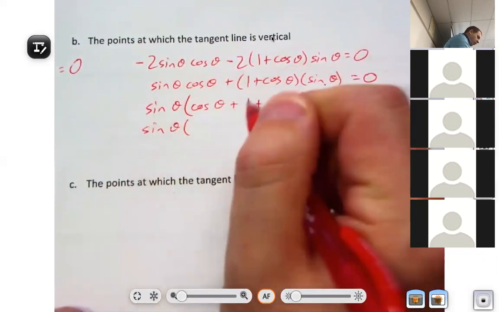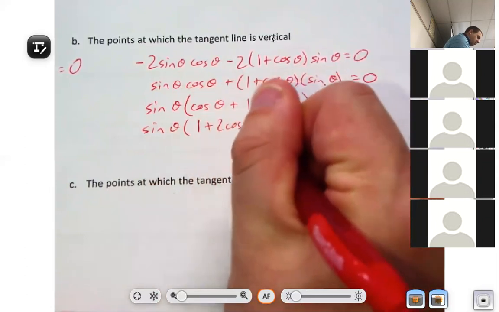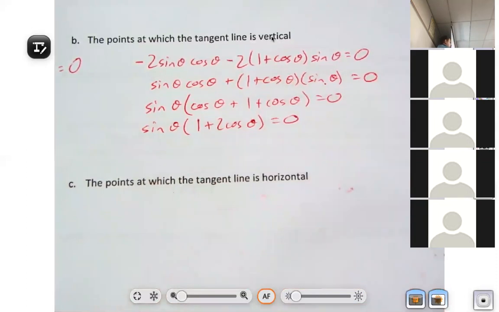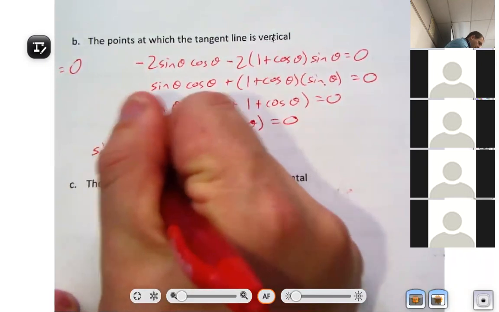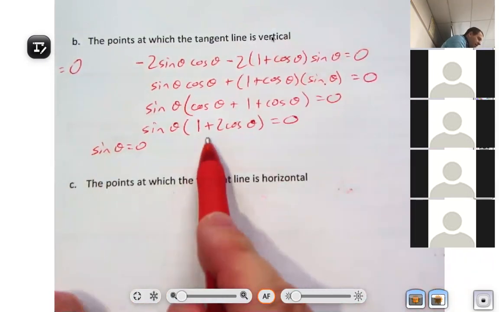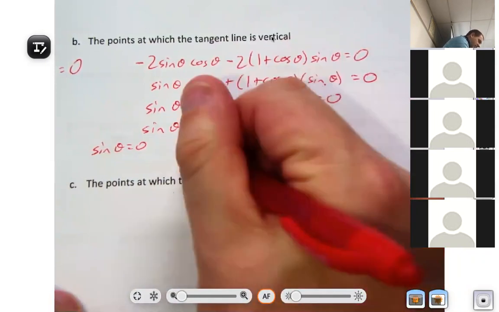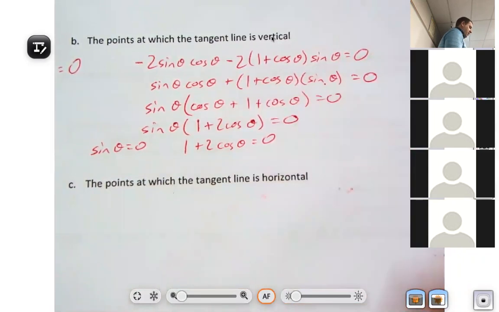The reason that we want it to equal 0 is because once you factor, then you can set each factor equal to 0 and solve each one of those little trig equations. So now I'm going to set sine theta equal to 0. This is kind of the fun part. I don't know why, this is always enjoyable to me. And then set 1 plus 2 cosine theta equal to 0. And I'm going to solve each one of these.